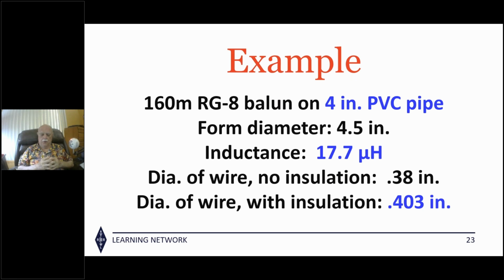There's the inductance we need. We got that from the first equation, 17.7 microhenries for our 160 meter Balun. The diameter of the shield on RG8 is 0.38 inches, and the diameter of the whole coax is 0.403 inches. That's with the jacket on it. So you need those 4 numbers.